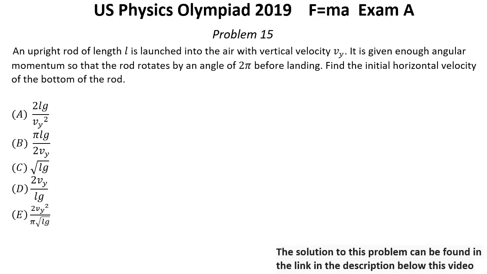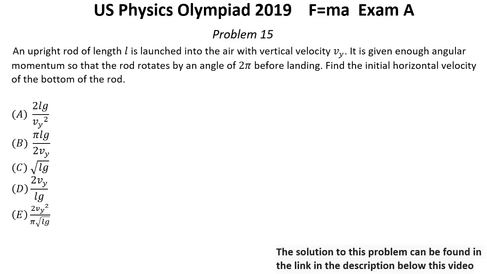Problem number 15. An upright rod of length L is launched into the air with a vertical velocity Vy. It is given enough angular momentum so that the rod rotates by an angle of 2 pi before landing. Find the initial horizontal velocity of the bottom of the rod.